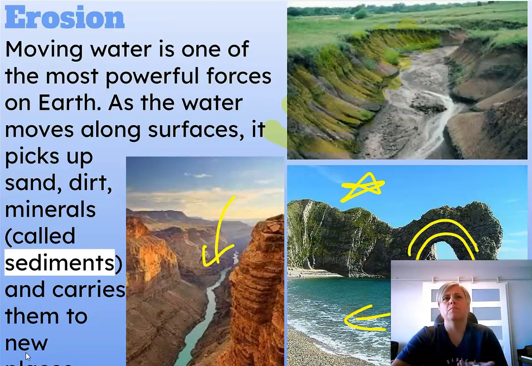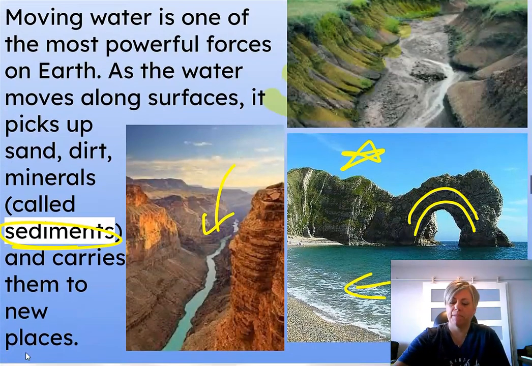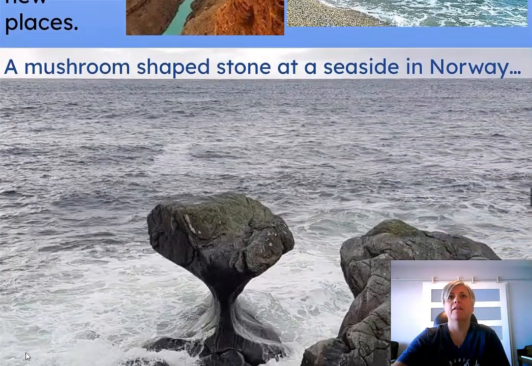Moving water is one of the most powerful forces on Earth. As the water moves along surfaces, it picks up sand, dirt, and minerals, and we call these sediments. And it carries them to new places. Okay, taking away and moving it.